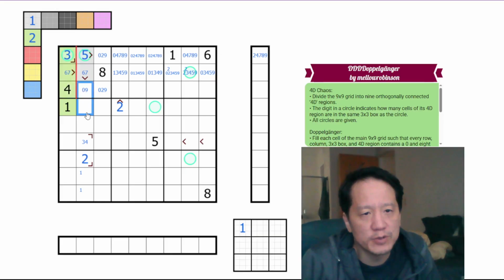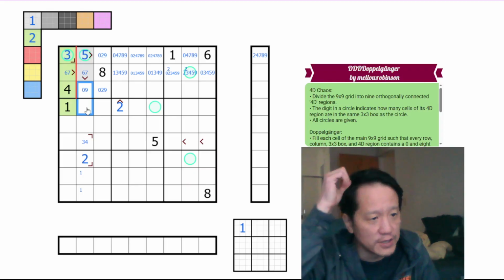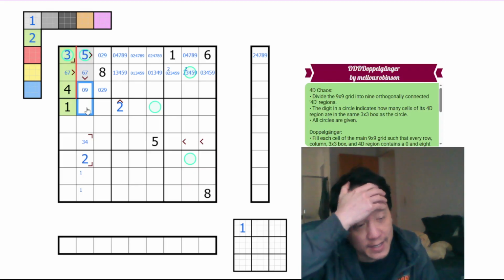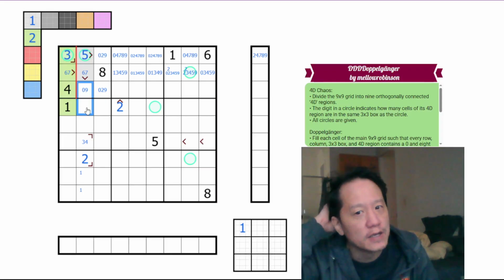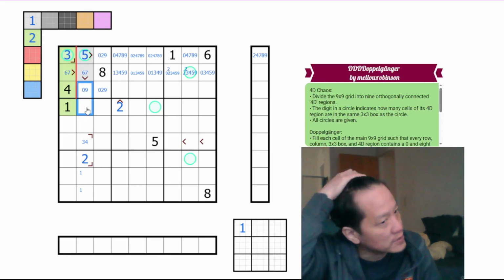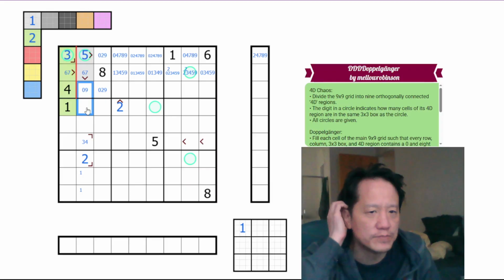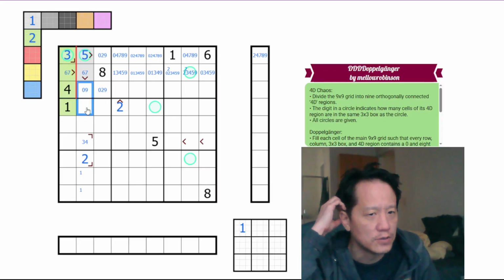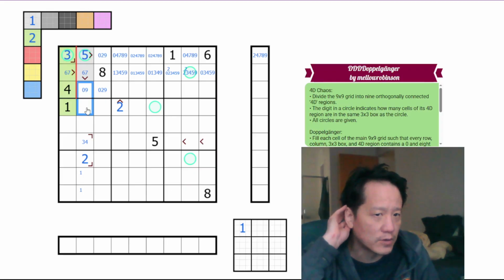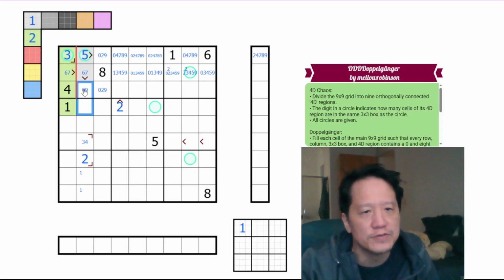So 1 would have to be its own region, and it would match 1 cell only in the 3x3 box it's in, and in the region, which it's not allowed to. So it must be 0 going somewhere. How did we figure out this was 0? Well, we know 2 is one of these.